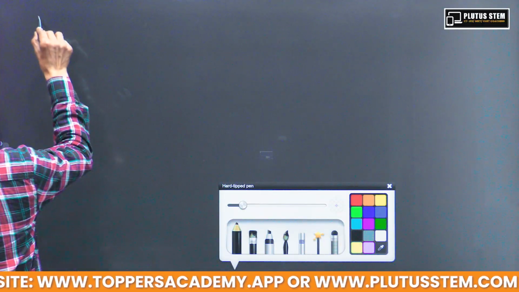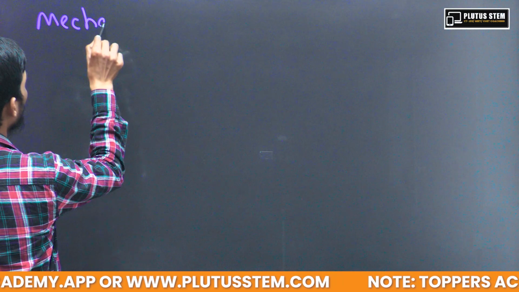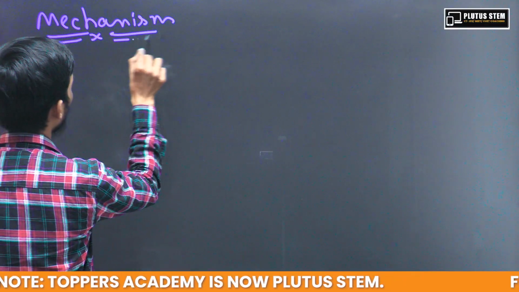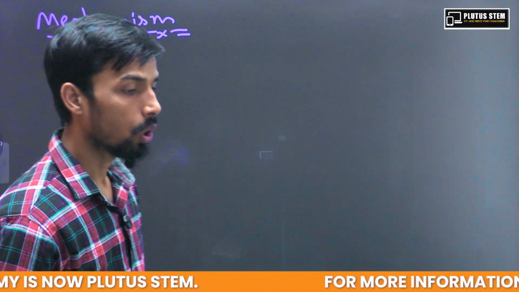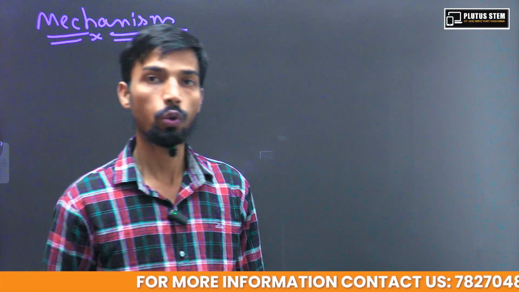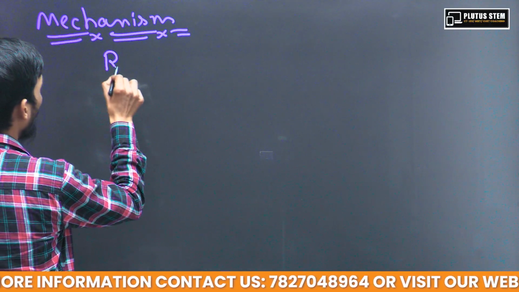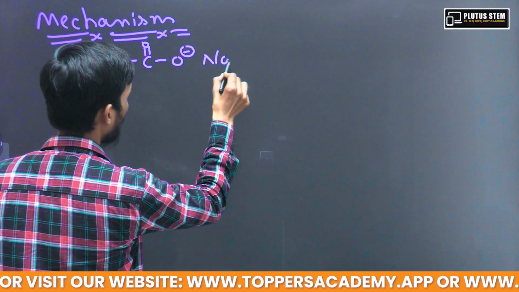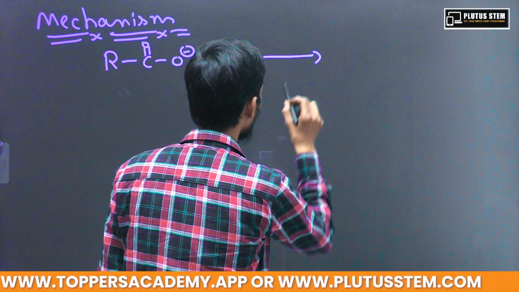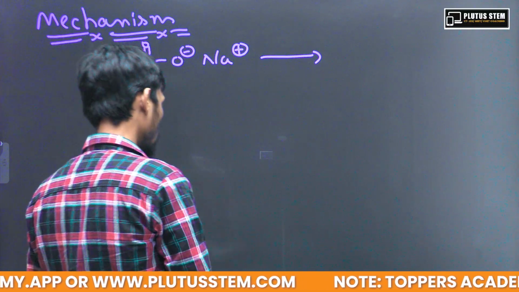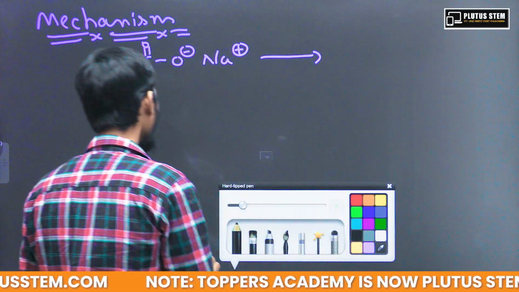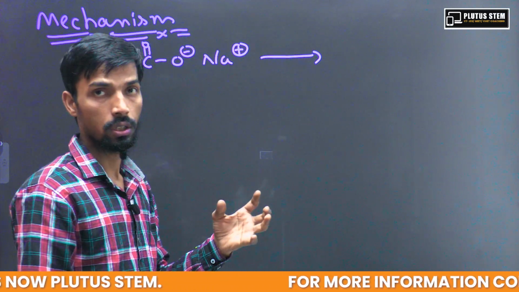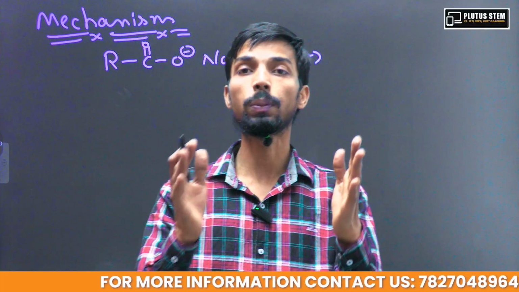So if we see the mechanism of this reaction, we are having two moieties, R, C double bond O, O negative and Na positive. We know it is going to break down into two moieties only. It is a salt of a strong base, the strong NaOH, so that's why it is going to break down easily.